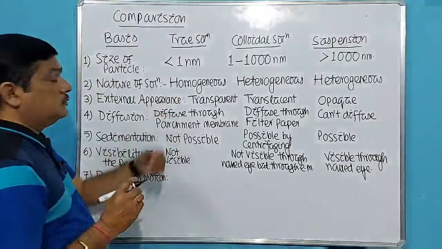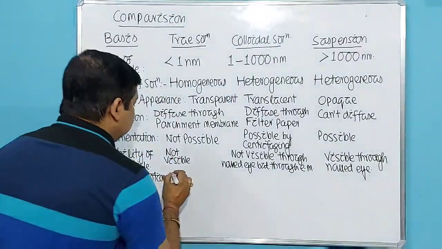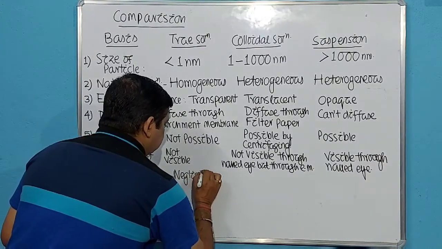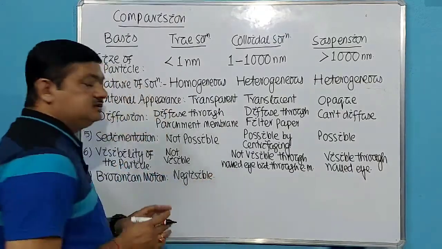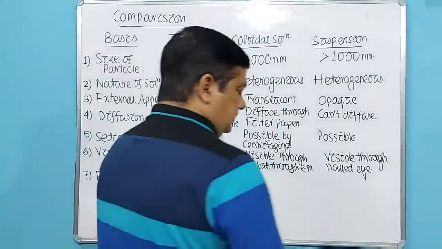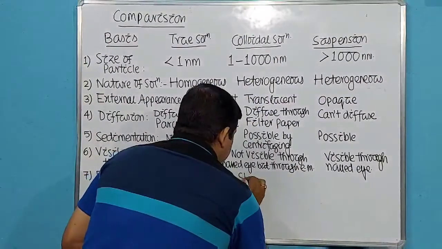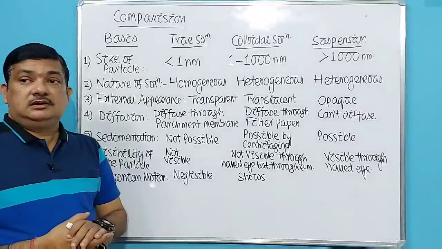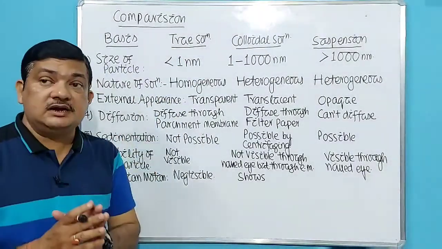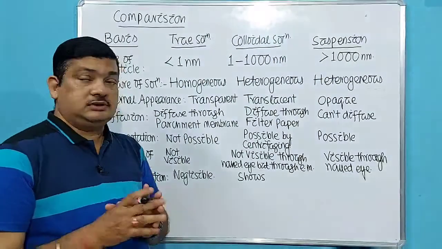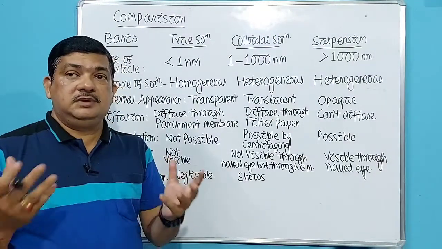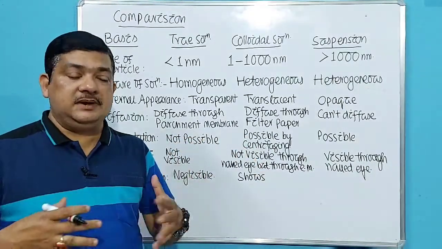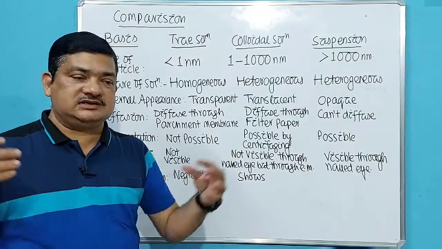Okay, so in case of true solution, because of the small particle size, the Brownian motion is negligible. It is not observed. Only the colloidal particles, due to their intermediate size, show Brownian motion. And the cause I have already told you: the colloidal particles carry some charge, which keeps them repelling each other, and they are bombarded with each other constantly.